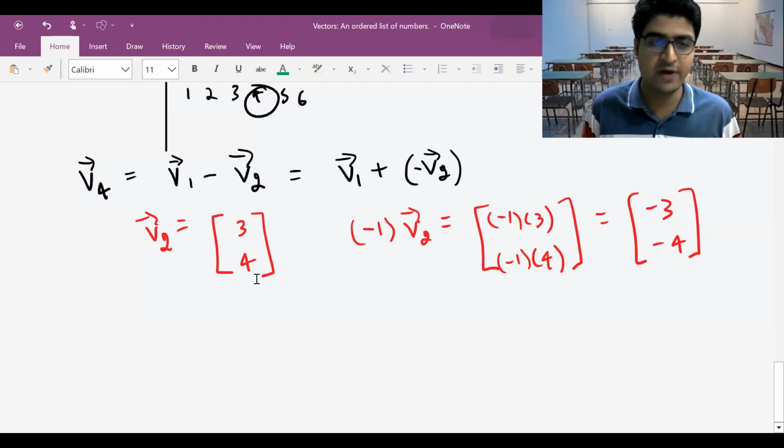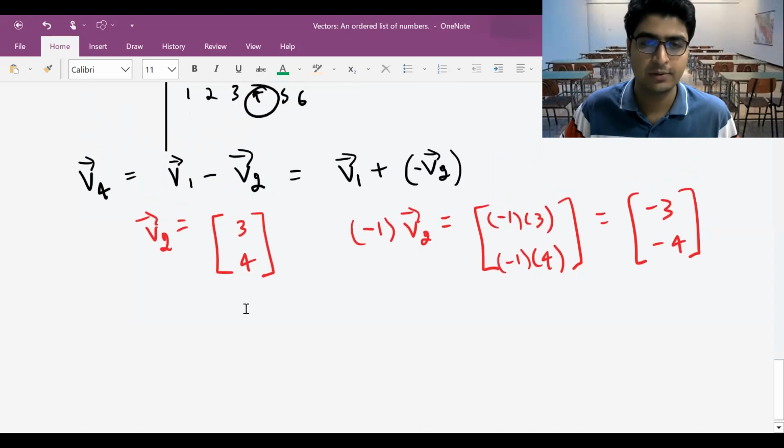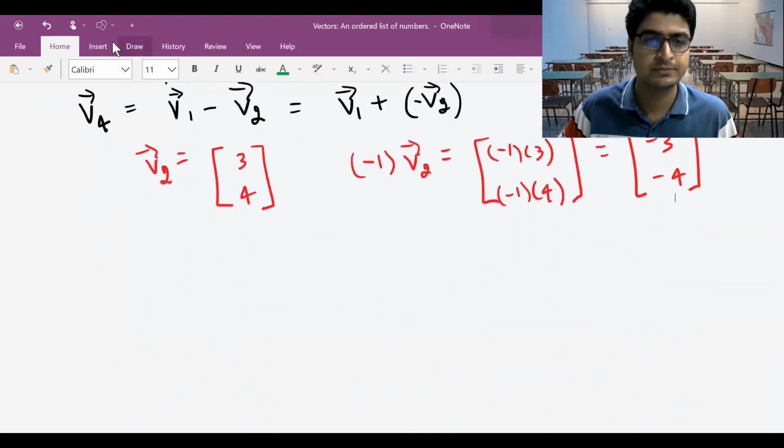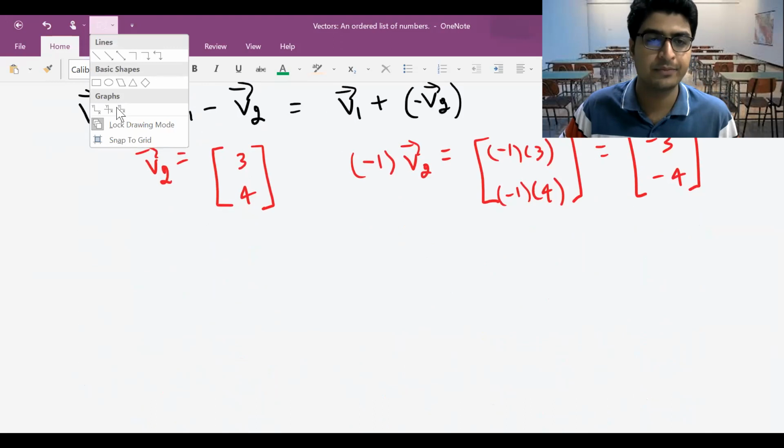Now if I want to add two vectors, basically I am adding the first vector and the second vector, but the direction has changed. Let's see that.